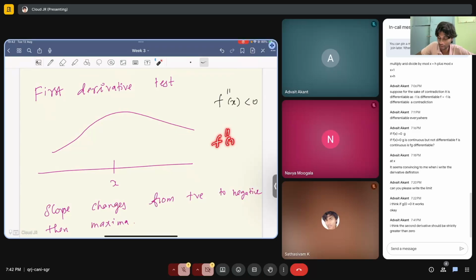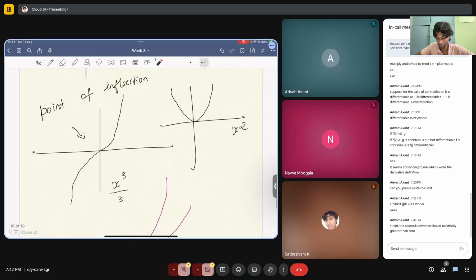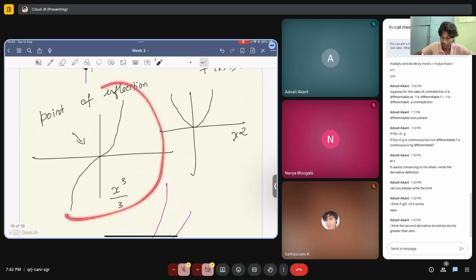When the second derivative is equal to 0, you cannot get any information. Take this example here. At this point, if you compute the second derivative at 0, it is 0. But you can see here this is neither a maxima nor a minima. So yeah, that was the thing. In general, you cannot say anything.